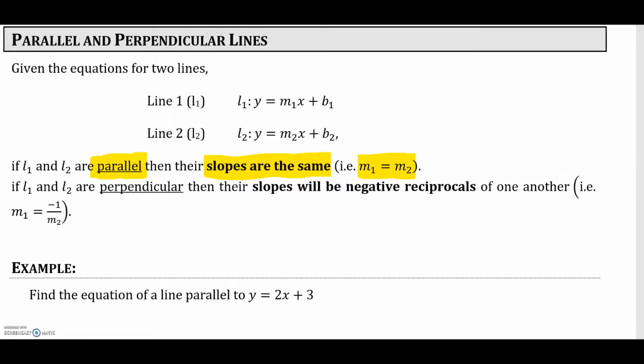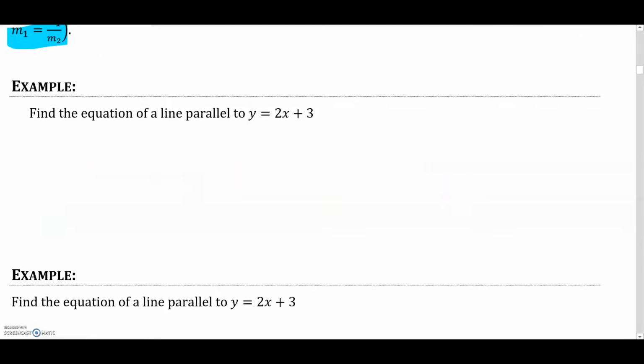The slopes of L1 and L2 are perpendicular if their slopes are negative reciprocals of one another. m1 is equal to negative 1 over m2. So let's look at some examples.